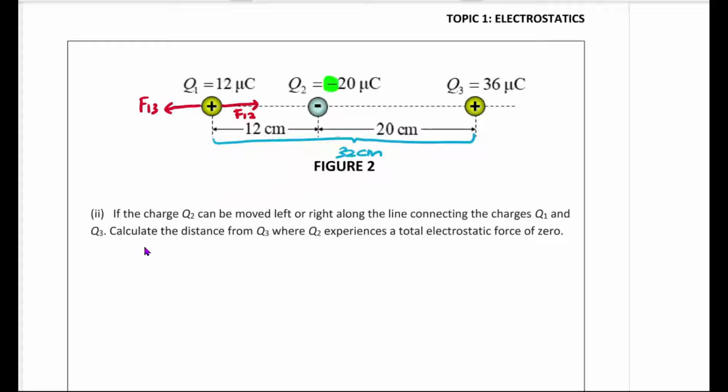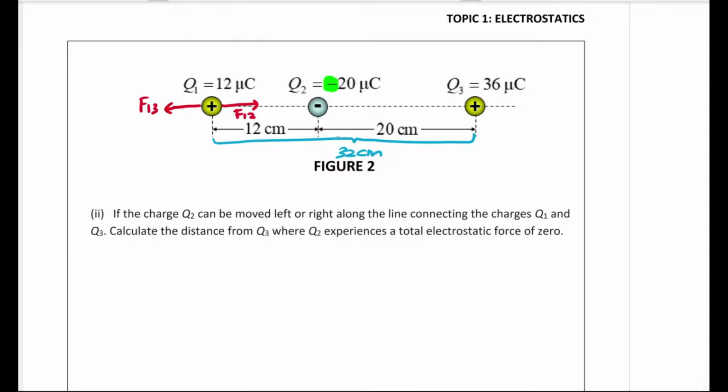Okay, dia suruh kita kira, calculate the distance from Q3 where Q2 experiences a total electrostatic force of 0. Alright, so on the line joining Q1 and Q3, you will find a point where the total force on Q2 is equal to 0. Tapi saya tak tahu dekat mana, kat sini ke, kat sini ke, dekat sini ke. So we just choose a point.